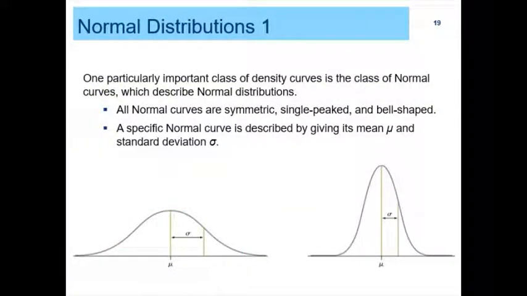The normal distribution. One particularly important class of density curve is the class of normal curves, which describes normal distribution. And all normal curves are symmetric, single-peaked, and bell-shaped. A specific normal curve is described by giving its mean mu and standard deviation sigma.